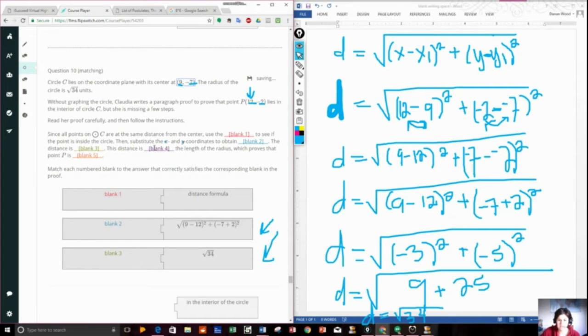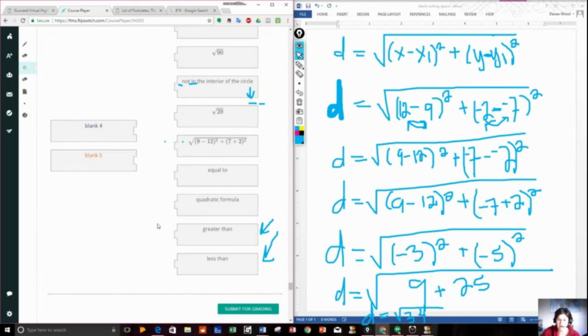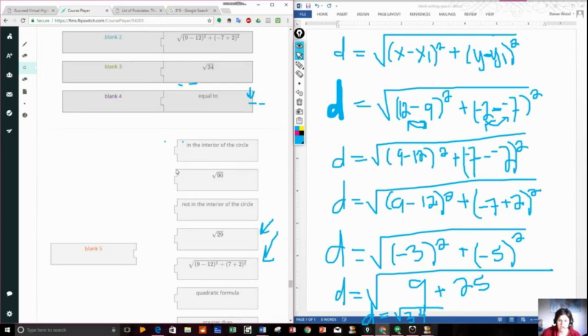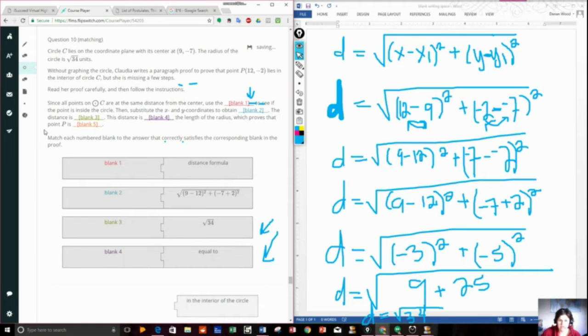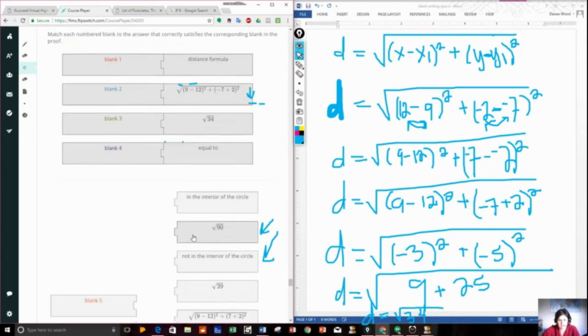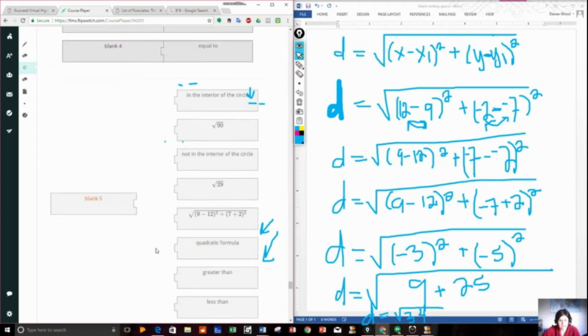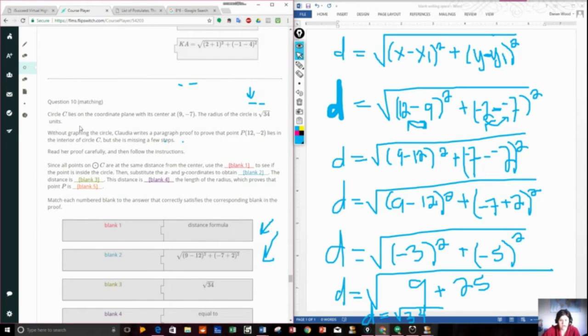And then this distance is blank the length of the radius. So we are comparing it to the radius. The radius is the square root of 34 units. Well, it's the same as, so it is equal to, and which proves that point P, well, since the radius is the square root of 34 and the distance from the center to our point is the same as the radius, that means it is not in the interior of the circle. So it is not in the interior, it is on the circle.